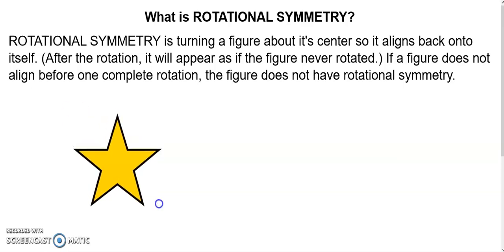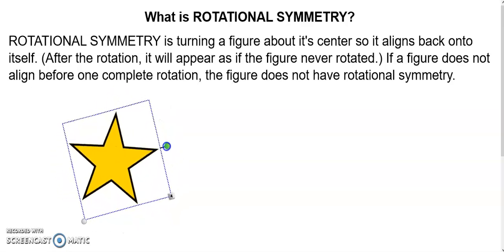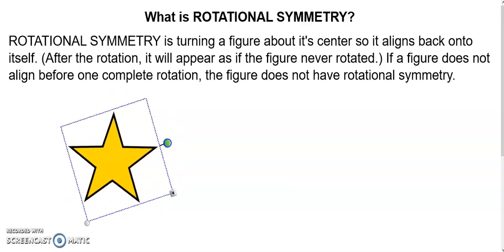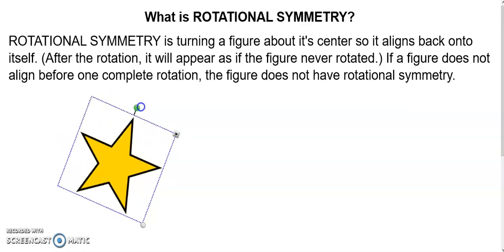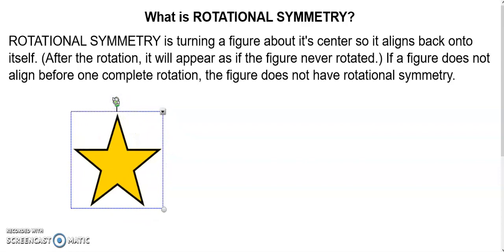For instance, if you draw a star, this star can be rotated so it looks just like this. Watch, I can start to turn it. Oh, look at that. It looks like it was never rotated. I could do it again. Wow. So that star has rotational symmetry because I can turn it so it looks just like it did before it gets turned.